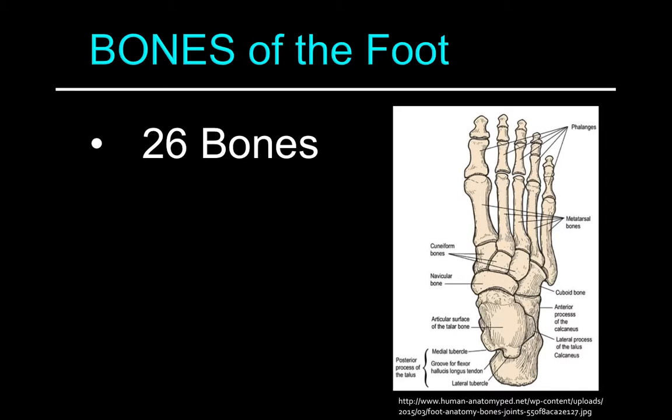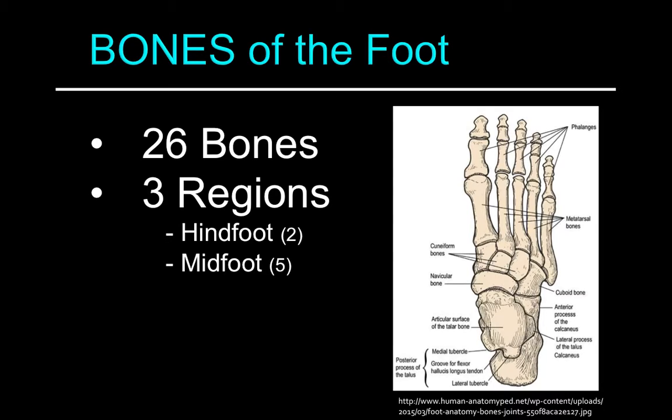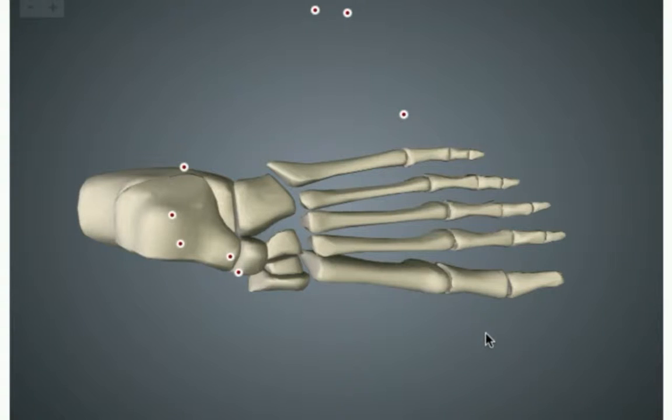26 bones in the foot, and the foot is divided into 3 regions anatomically, and these 3 regions are called what? Yes, the hindfoot, midfoot, and forefoot. The hindfoot is comprised of 2 bones, the midfoot 5 bones, and the forefoot are the remainder 19 bones. So let's go ahead and take a look at a 3D image of the foot.